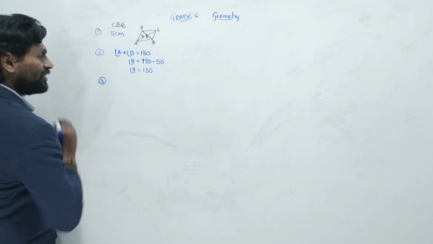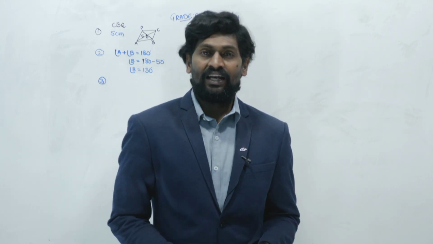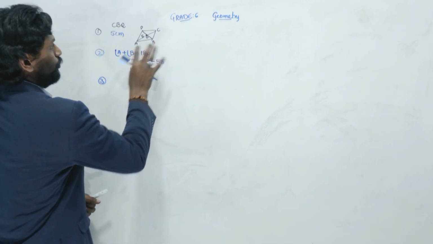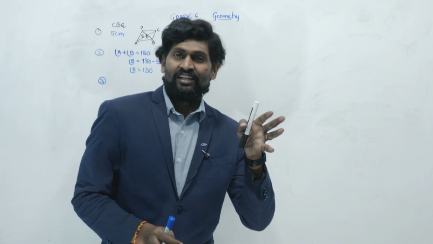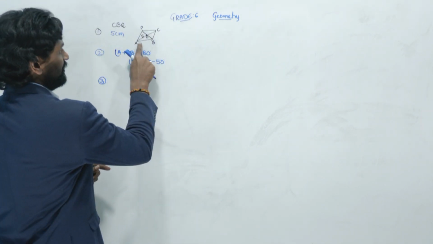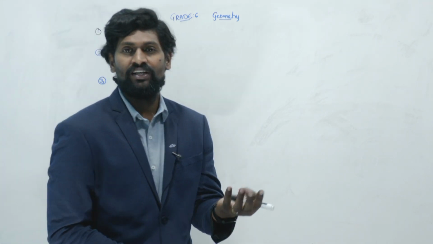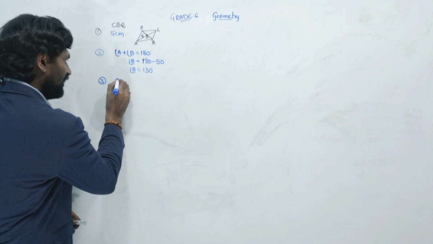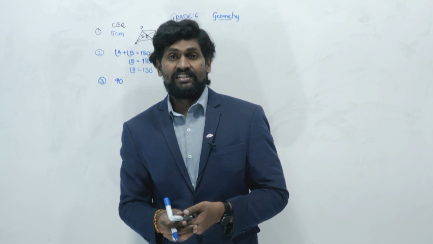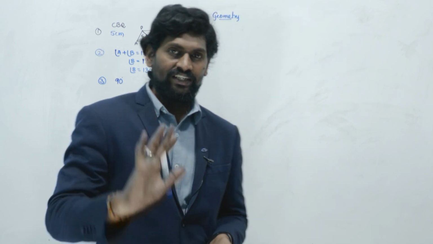Move on to question number 3. ABCD is a parallelogram and angle A equals angle B. That means adjacent angles are equal. According to the property, opposite angles are equal. For example, if this is x, here also x, C also x, D also x. That means all angles are equal. Then each angle becomes 90 degrees, because in a quadrilateral the sum of all angles is 360 degrees. 360 divided by 4 is 90 degrees.